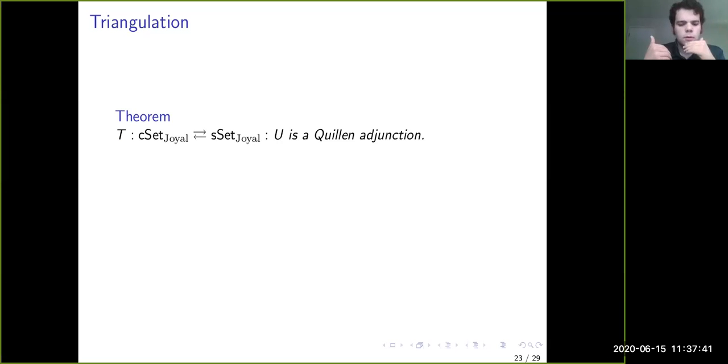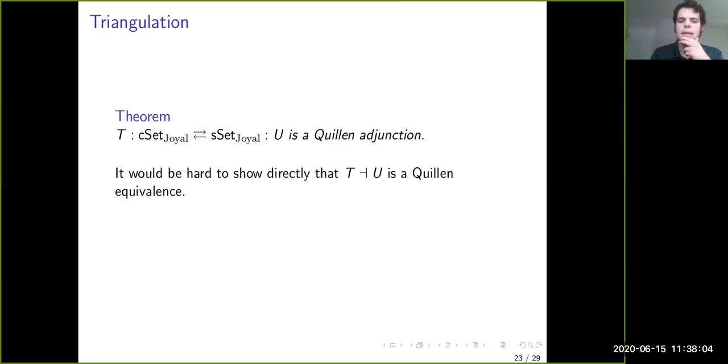Much like what Cisinski did with the Grothendieck and Quillen model structures, we'd like to show that the triangulation functor and its right adjoint form a Quillen equivalence between the Joyal model structure on simplicial sets and the cubical Joyal model structure on cubical sets. And we do that in the paper. So it's relatively easy to show that this is a Quillen adjunction.